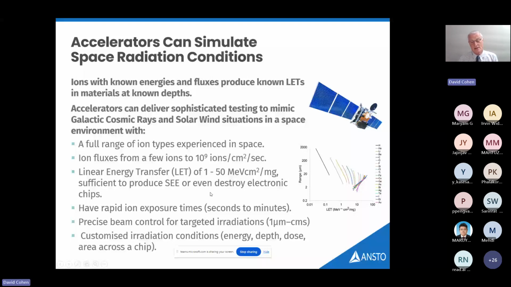And in fact, we can deliver several years of dose in space in just a few minutes of running ions from these accelerators. The other thing we can do is focus our beams down to microns from the accelerators. So we can use them to scan electronic chips with micron resolution, and I'll show you a little bit of that in a minute.